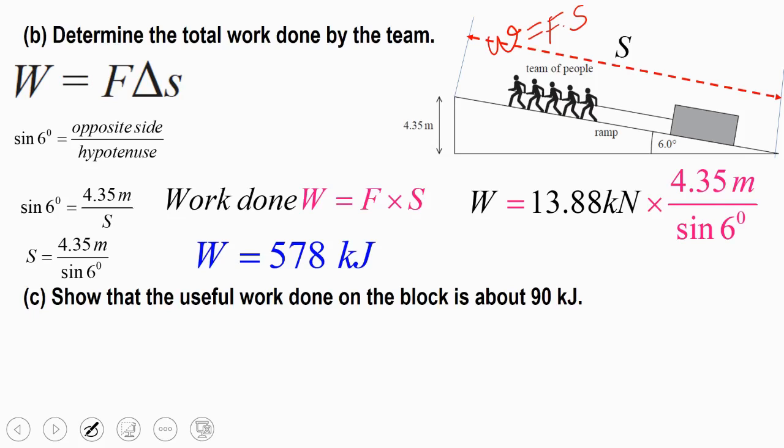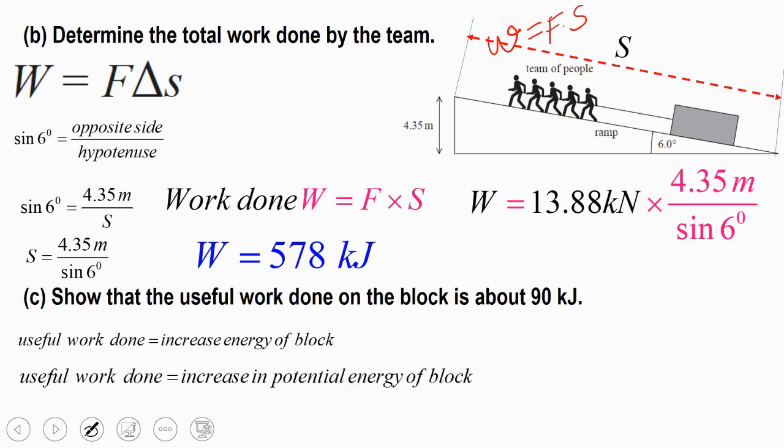Which energy of the block is increased? Actually, its potential energy is increased. So the useful work done is nothing but the increase in energy of the block, which is the potential energy of the block. So we can easily find the useful work done as equal to mgh, mass into acceleration due to gravity into the height to which the block is raised.